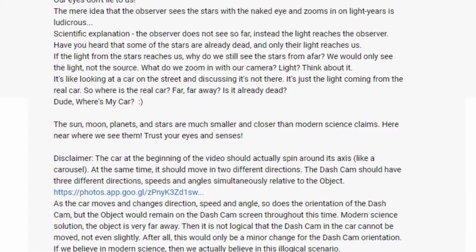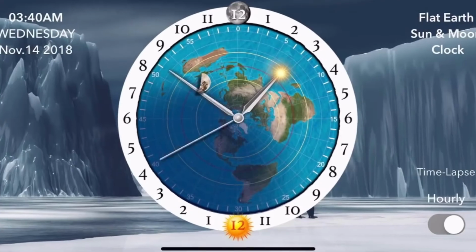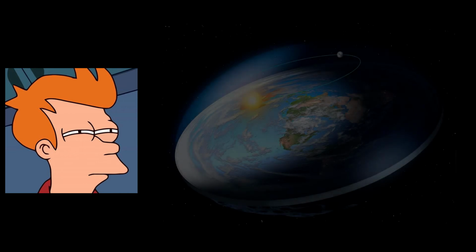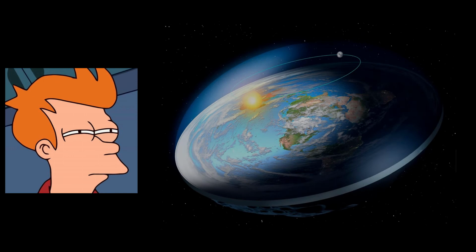The sun, moon, planets, and stars are much smaller and closer than modern science claims. Here, near where we see them. Well, I guess you did remove the link to the Flat Earth Watch app. Still, the world you are trying to promote here is something, but not a globe: static and geocentric. And the sun, the moon, the planets and the stars are all small and close in your idea.